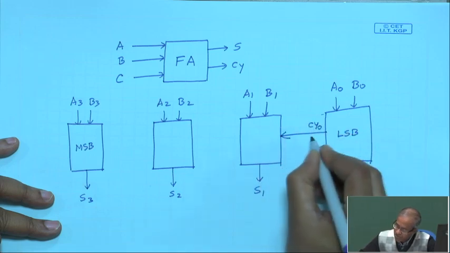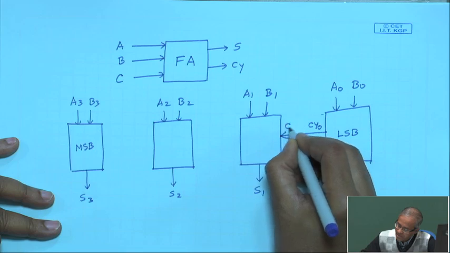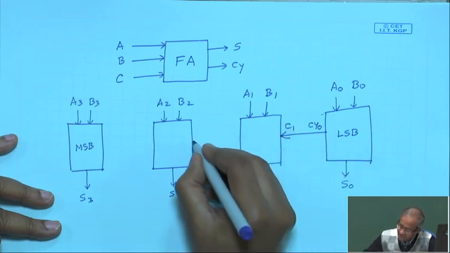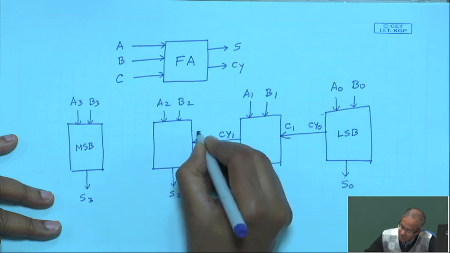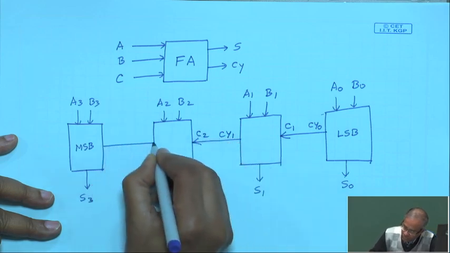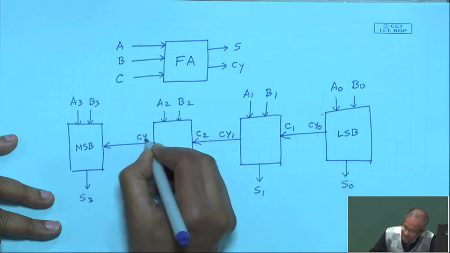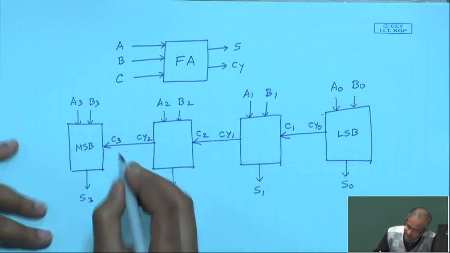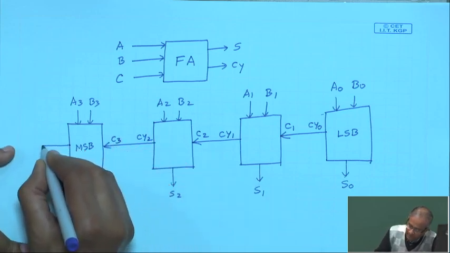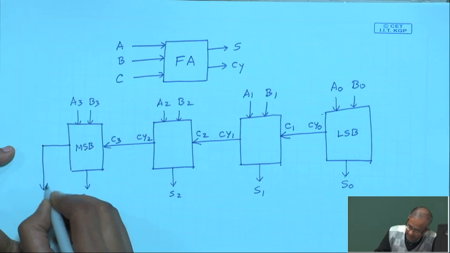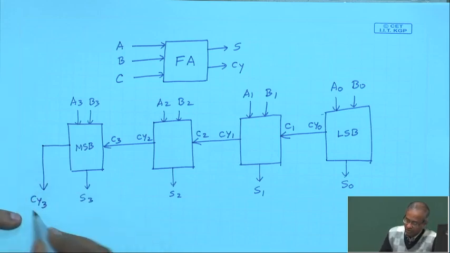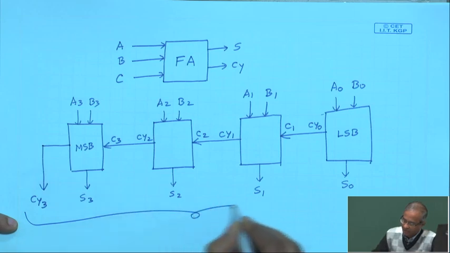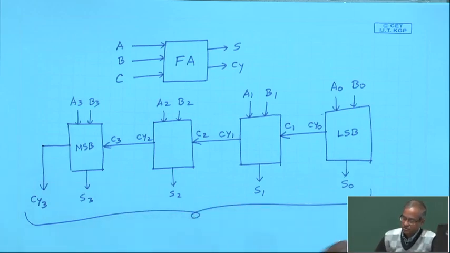from this CY0 goes to the carry in of the next stage. Similarly, CY1 goes to C2, CY2 goes to C3, and finally CY3 that comes out will be your carry out of the final addition. So, this is how a 4 bit adder works.